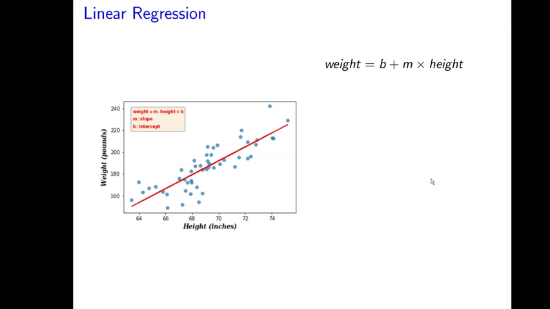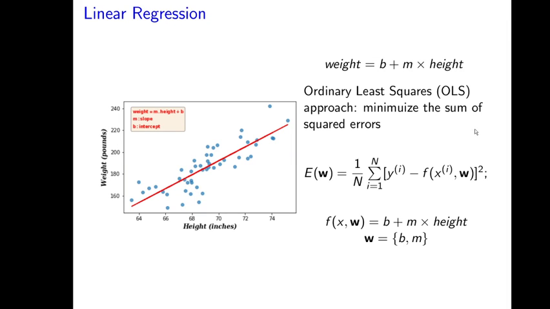Usually the easiest way to obtain the linear coefficients of this linear regression problem, b and m, is a technique called the ordinary least squares approach, where we optimize a function called the sum of squared errors. The sum of squared errors is a function of parameter w, which is the vector of linear coefficients in our problem.